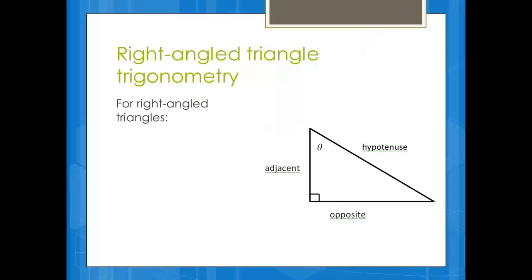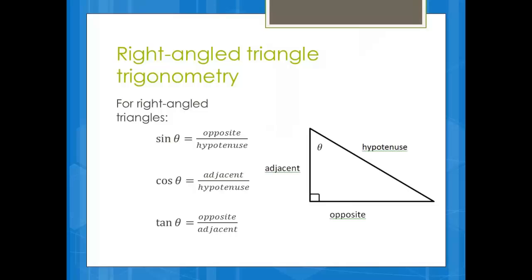Sine theta is equal to opposite over hypotenuse. Cos theta is equal to adjacent over hypotenuse, and tan theta is equal to opposite over adjacent. SOHCAHTOA can help us to remember these ratios. Sine theta opposite on hypotenuse, cos theta adjacent on hypotenuse, and tan theta opposite on adjacent.